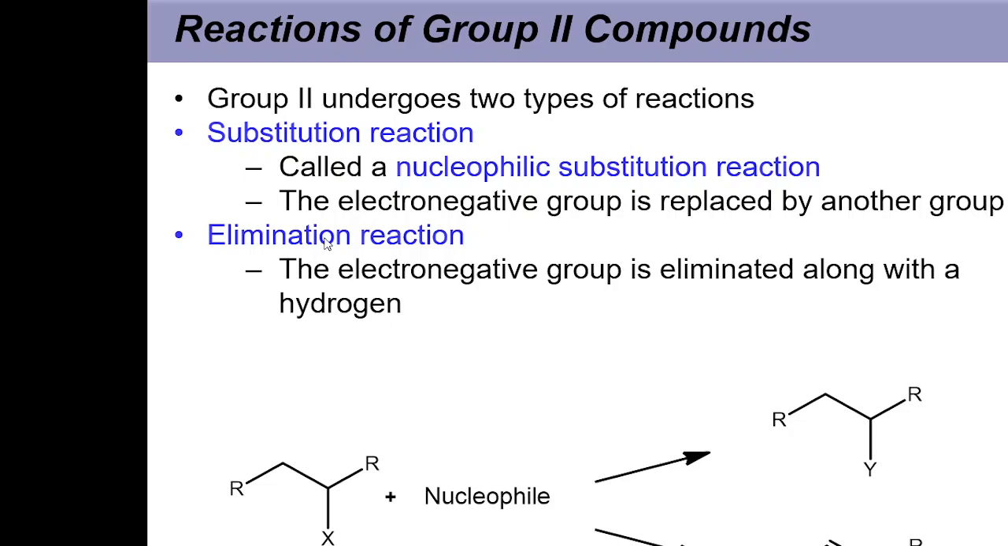The other possible reaction is the elimination reaction. Instead of replacing the halide, it removes the halide and an adjacent hydrogen. By removing these, you can form a double bond. This is the opposite process of the addition we learned in Chapter 6.